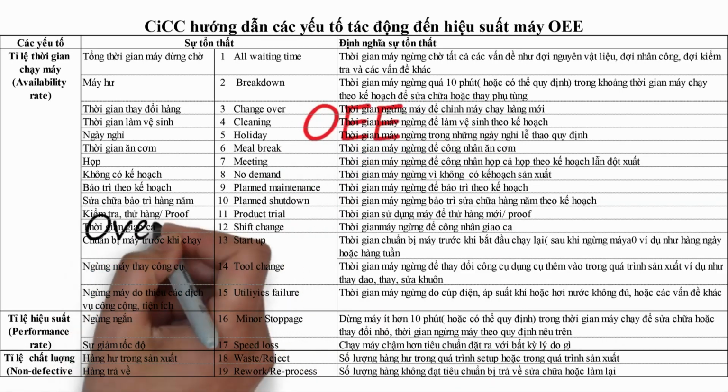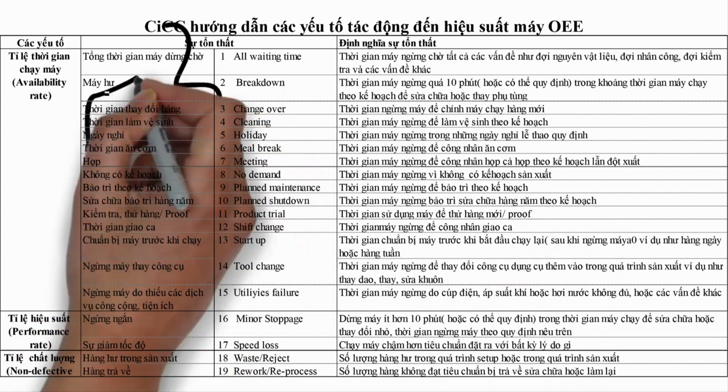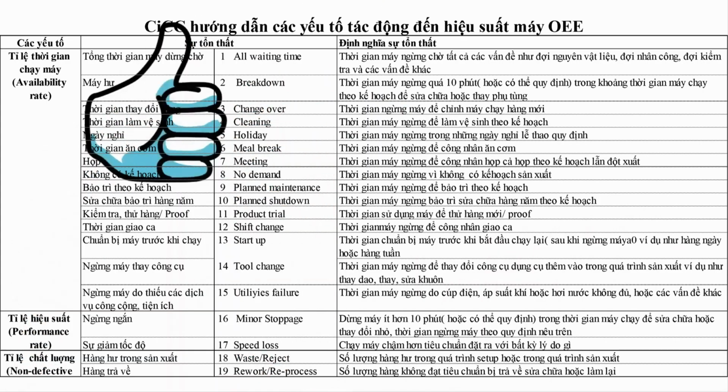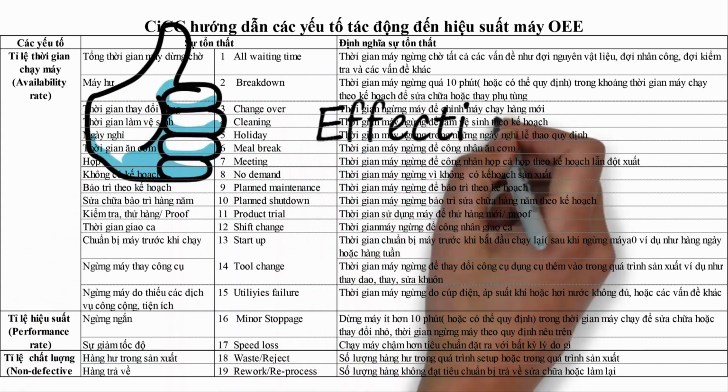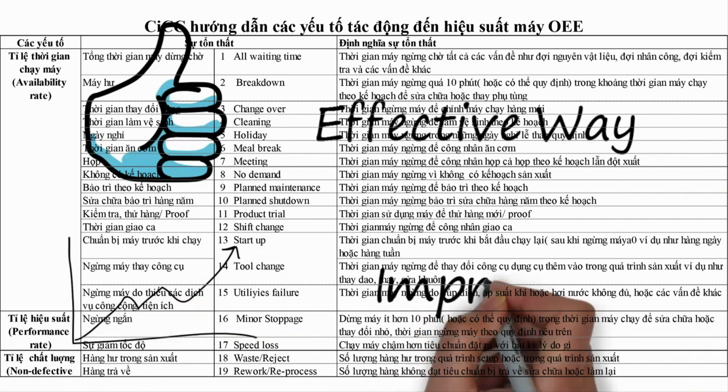OEE means overall equipment effectiveness. The OEE calculation gives the answer to two big questions. A. Am I using the equipment in an effective way? B. Where do I have to take actions to improve the equipment effectiveness?